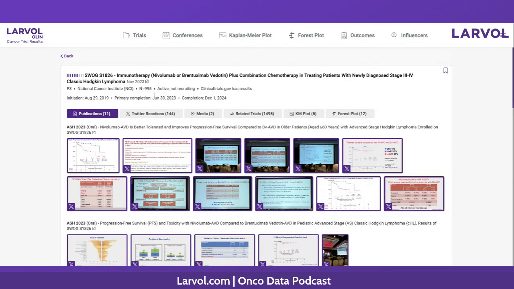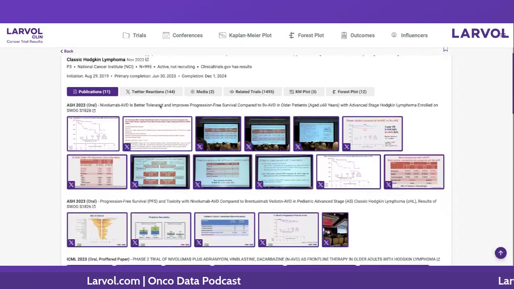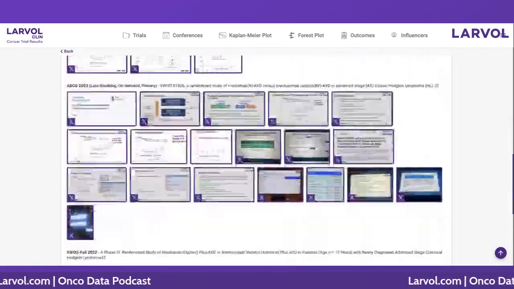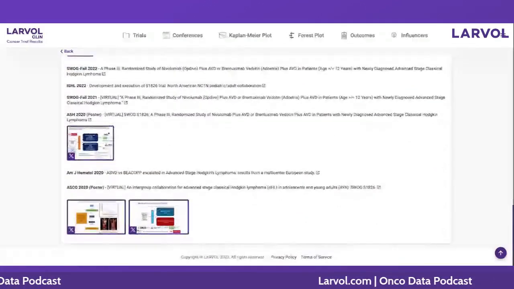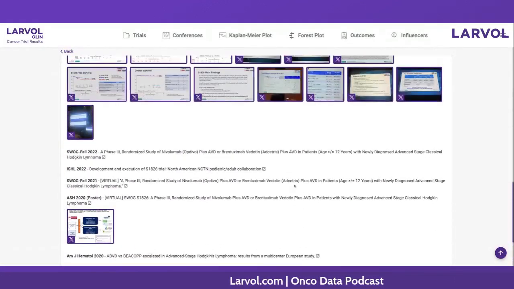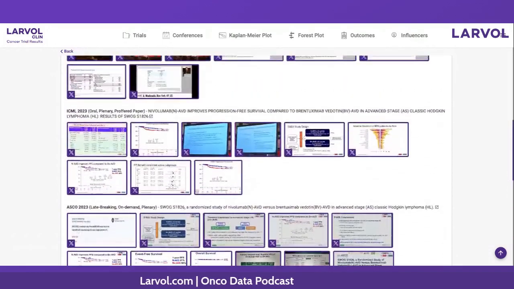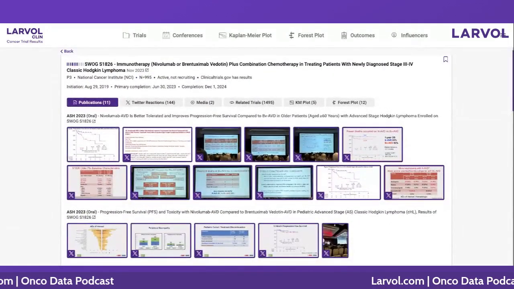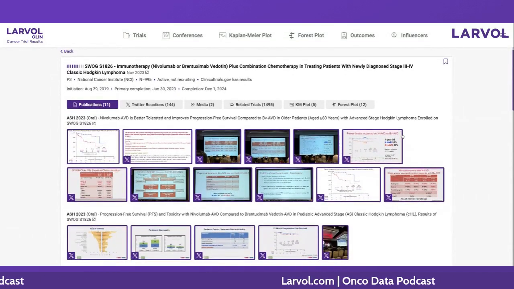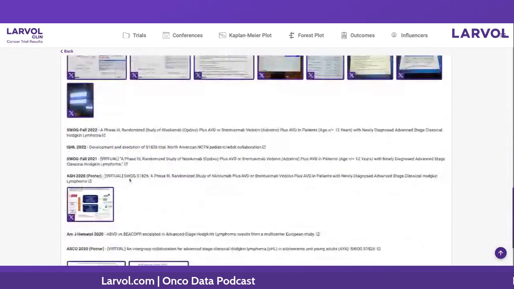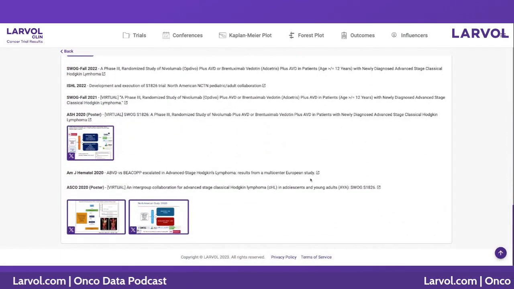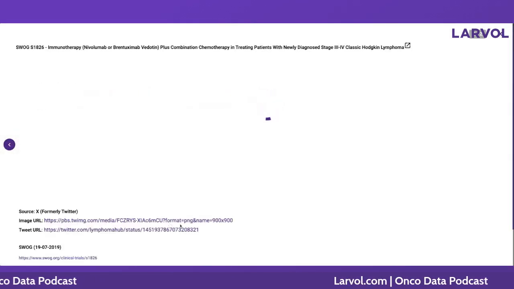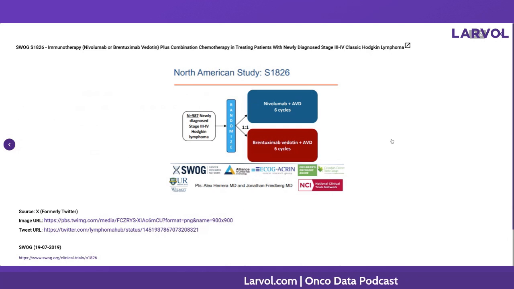Let's scroll down to see how much data and how many images we have collected here. Quite some, since ASCO 2020. Okay, let's click on the schema, the trial design. We have several versions of it, but let's look at the structure of that trial. If you scroll down a little bit, you can see several of them, like the last one, for example. Maybe this is the original schema. I assume it hasn't changed too much.